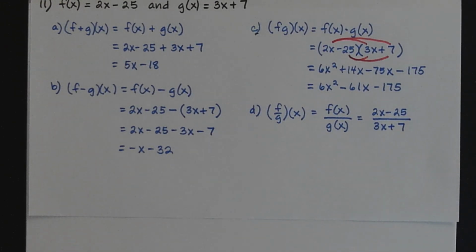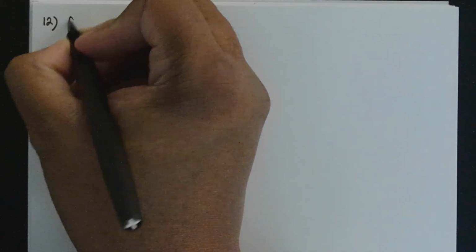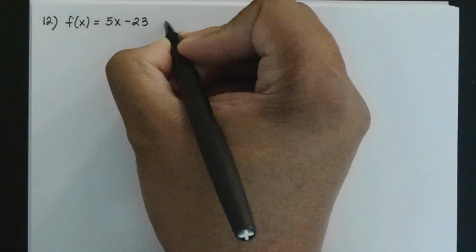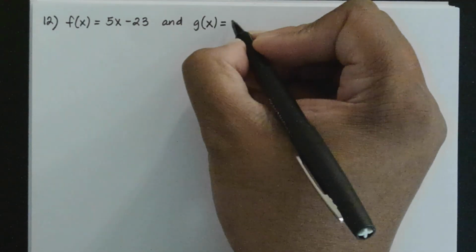All right, any questions about problem number 11? Okay. All right, problem number 12 is the composition of two functions, f and g. You'll be finding the composition of f with g and the composition of g with f of x. So in problem number 12, you got f of x equals 5x minus 23. And you got g of x is equal to 4x plus 1.